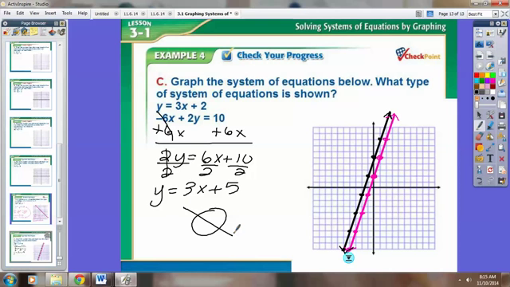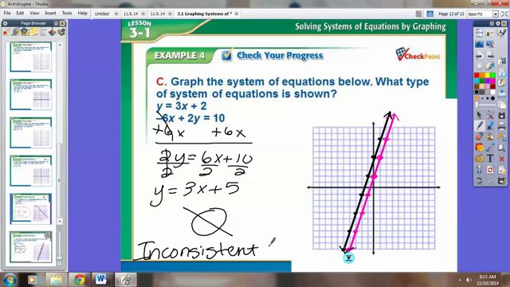Let's classify this. Is this system consistent? At least one solution? It's not. Is it inconsistent? No solutions. Yes. Is it independent? Exactly one solution? It is not. Is it dependent? Infinite solutions? It is not.